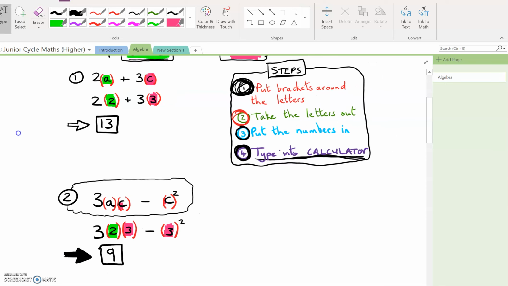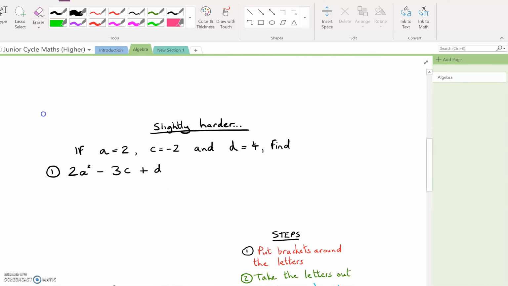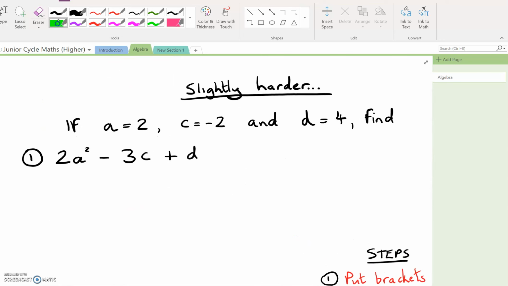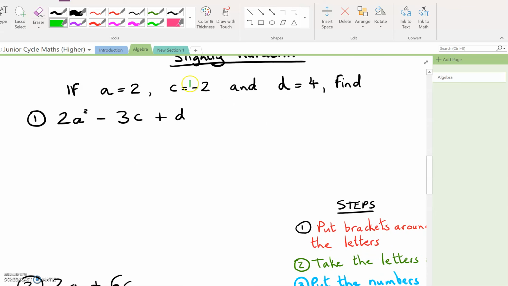But before we do that, let's take a look at ones that can be slightly harder. They can be harder because they use minus numbers. See this one here? We have to be careful when they have minus numbers in the letters. It's the exact same steps. We just need to be a little bit careful that we remember to use that minus when we're putting the numbers in. Okay, can you remember the steps?